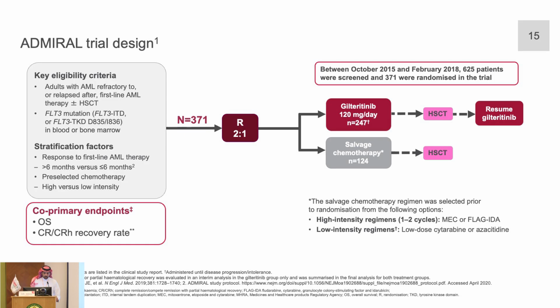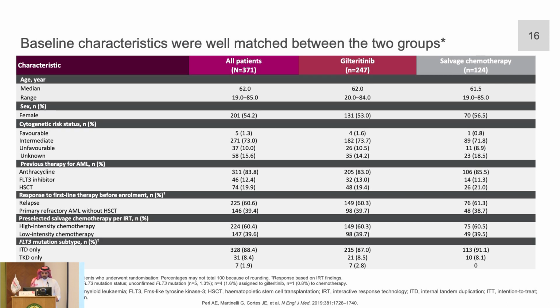The patients were randomized to receive gilteritinib or salvage chemotherapy, and the primary endpoints were overall survival and response rate as well. As you can see here, if you look at the patient characteristics, median age was around 62, and the majority of them were intermediate risk, which is typical for FLT3-positive patients. Only around 12 or 13% of patients had prior FLT3 inhibitor exposure, and around 20% had relapsed post-transplant.